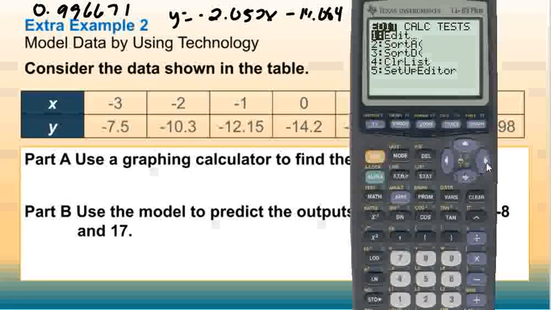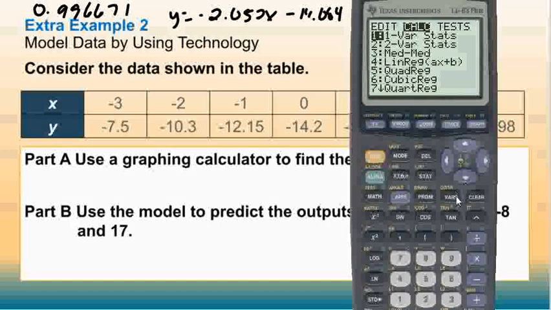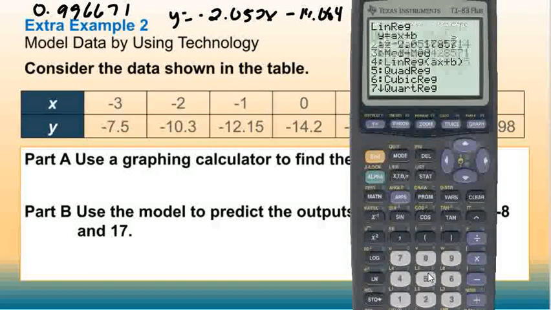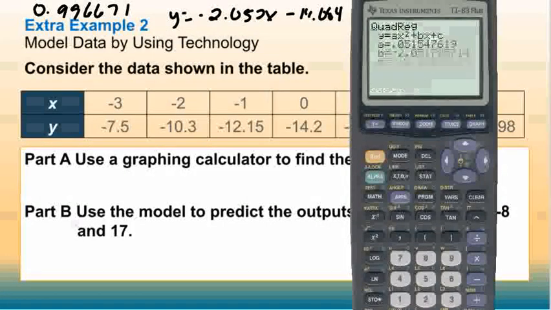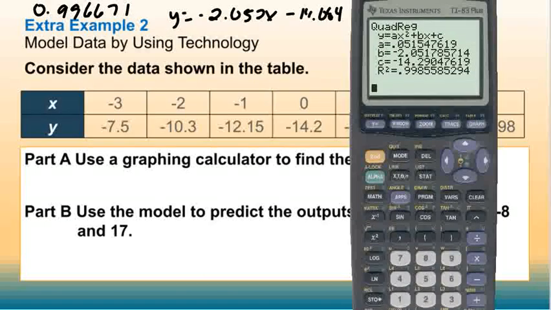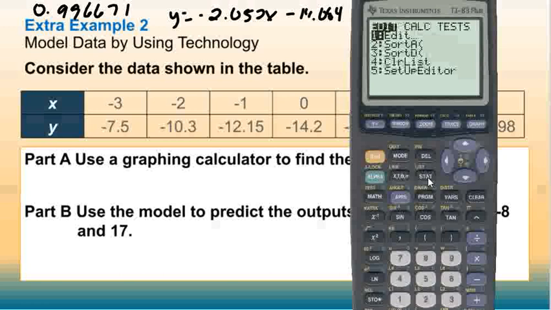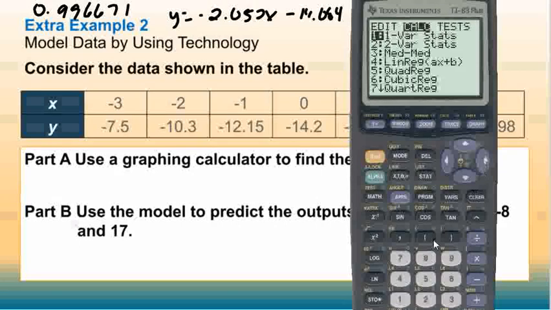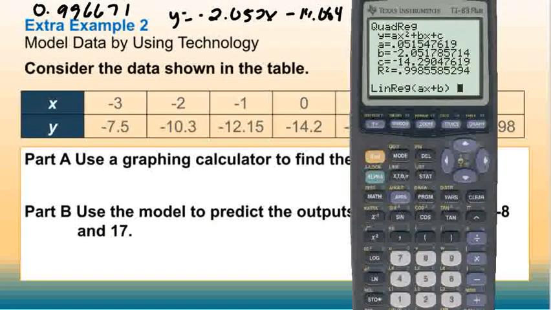Stat calculates, let's see if it's quadratic. 5, 0.998. So it looks like it's quadratic for that one. But based on what our graph will look like, we're going to use the linear one. So if we use the linear, I'm going to go back to that. So stats for linear, enter.